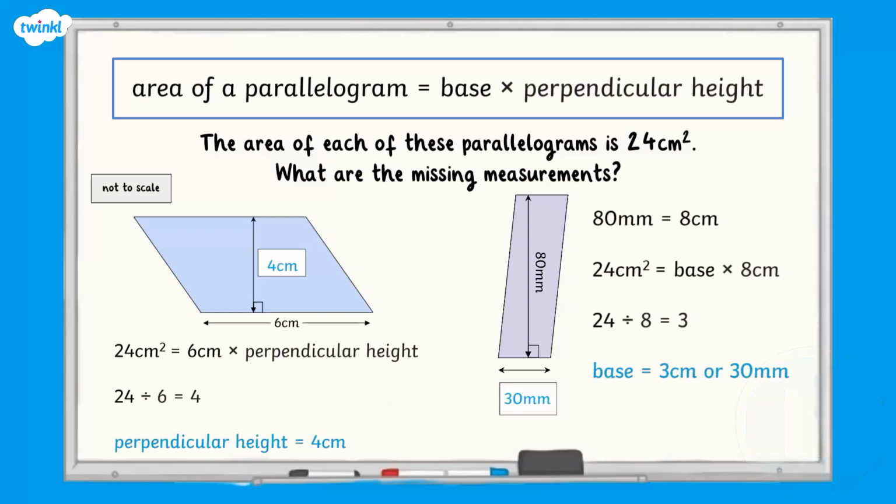Here are the answers. The units on the second parallelogram were in millimetres, so need to be converted into centimetres so that all measurements had the same units. Well done if you got those ones correct. I hope this video has helped you to understand how to figure out the area of a parallelogram.